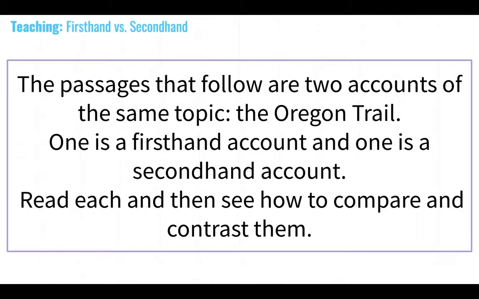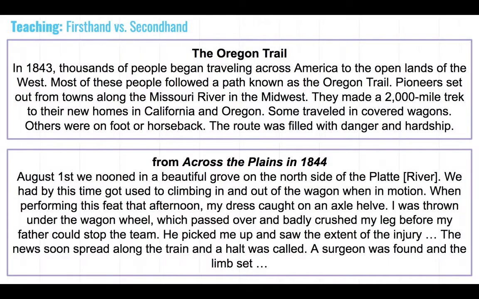So we're going to look at two passages about the same topic, the Oregon Trail. One of them is a first-hand account and one of them is a second-hand account. We'll read each so that we can compare and contrast. Go ahead and pause the screen and read the first paragraph, The Oregon Trail, to yourself, and then read From Across the Plains in 1844, thinking about which one might be a first-hand account and which one might be a second-hand account.